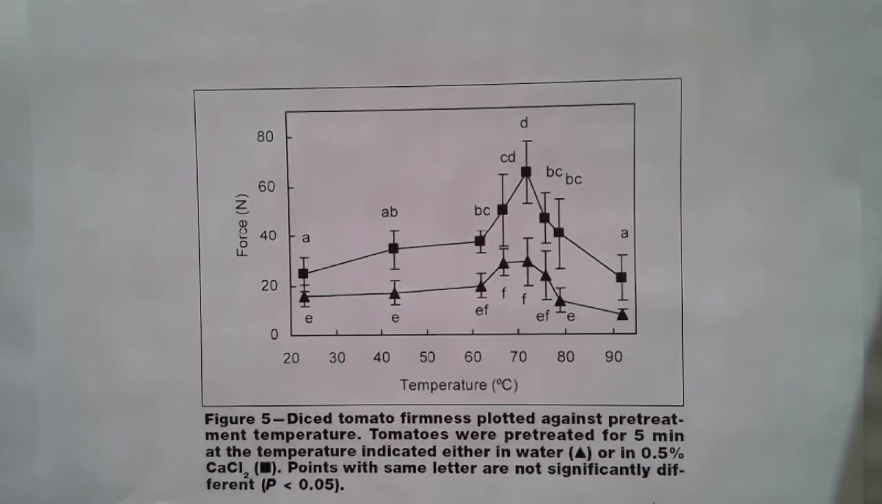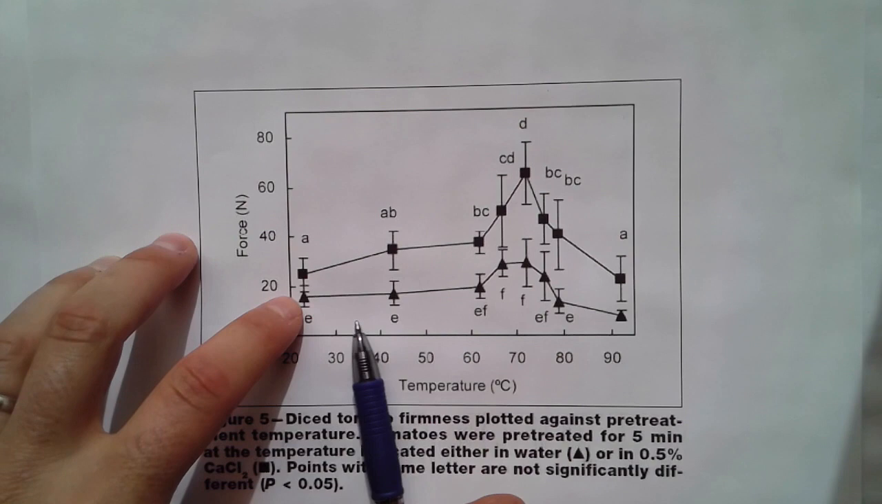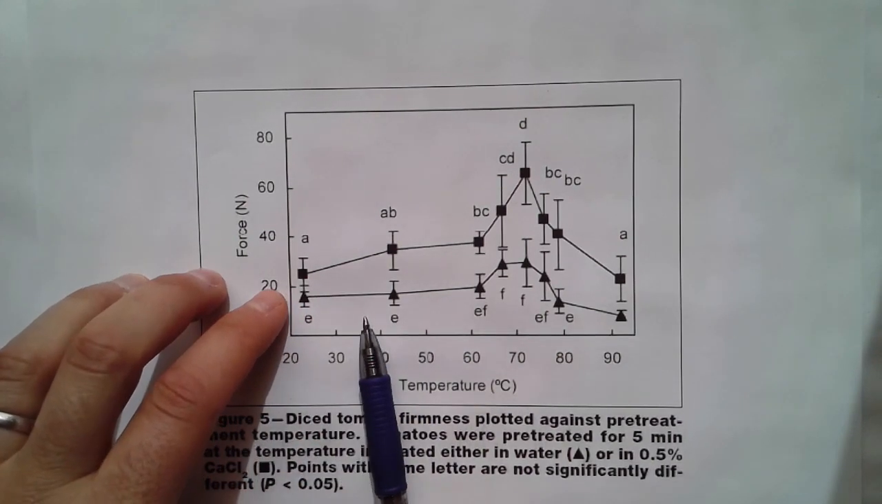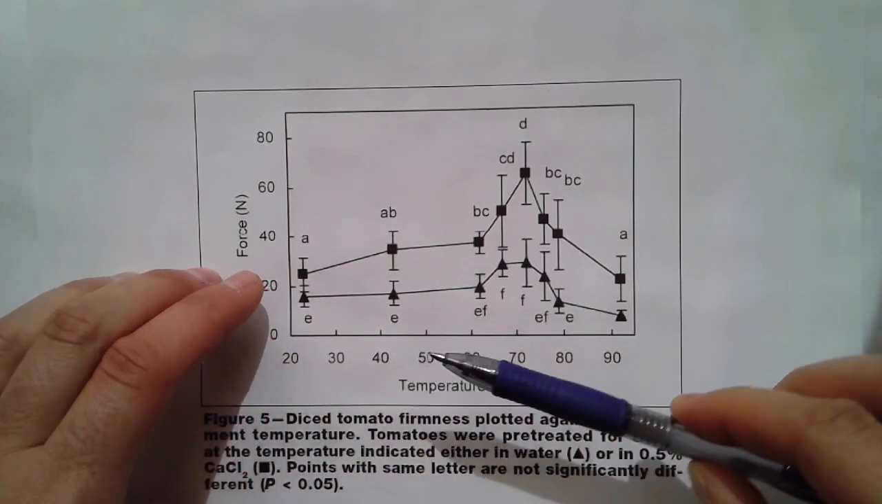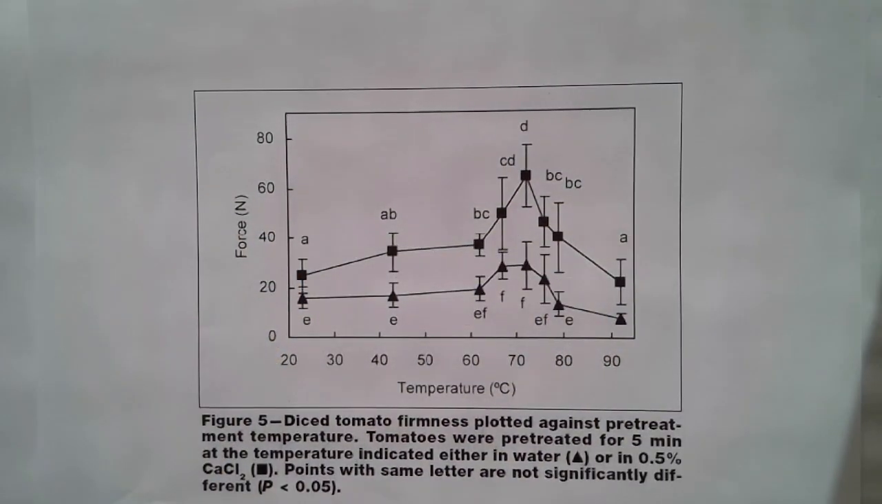So in this study, the researchers took some diced tomatoes and added a set amount of calcium chloride, 0.5% calcium chloride, to the brine solution, and let those tomatoes sit at temperatures ranging from, let's say this looks like 22 degrees up to 90 degrees Celsius. And you can see even at low temperature, so this is below the optimal activity range for PME, the addition of calcium increases the firmness slightly, okay?